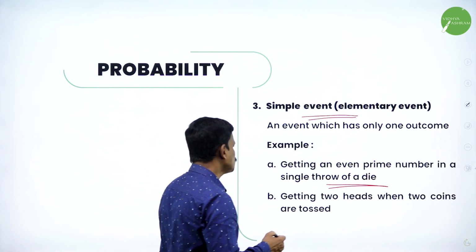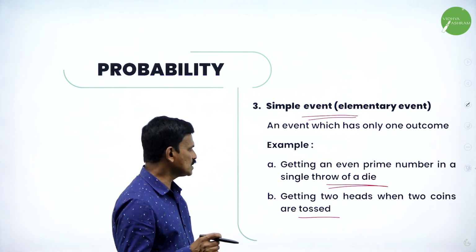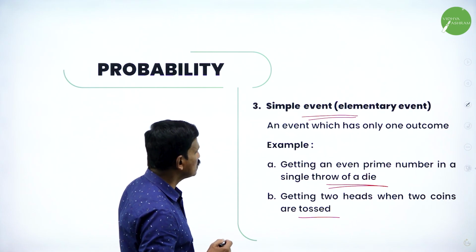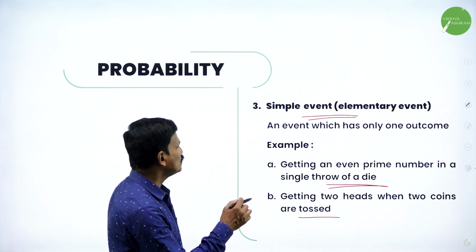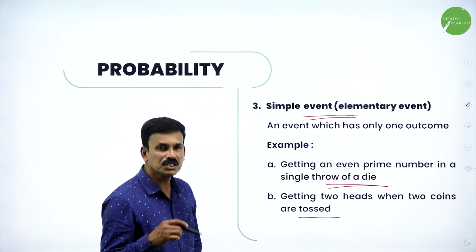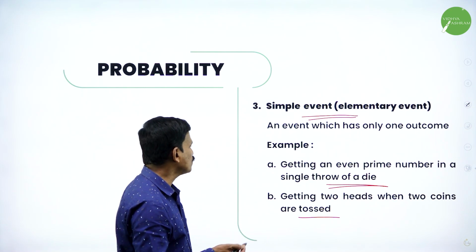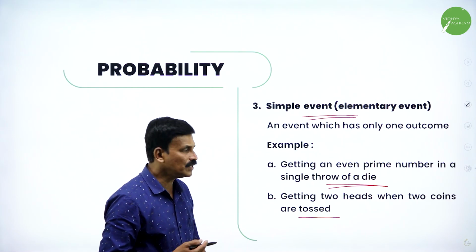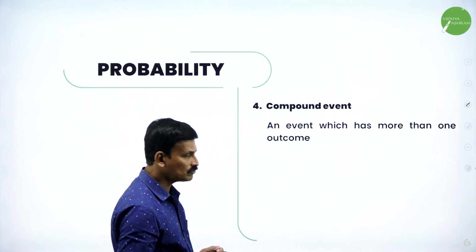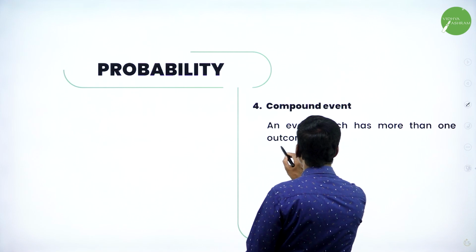Similarly, getting two heads when two coins are tossed, head and head, is an example for a simple event, which has only one outcome. Head and head will occur only one time. Similarly, getting two tails, T and T, is also an example of a simple event when two coins are tossed. Now, move on to the next one, compound event. A compound event means an event which has more than one outcome.